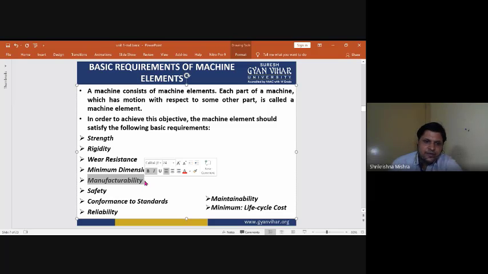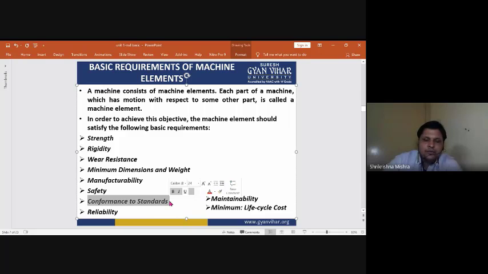Then comes the safety issues. There should not be any such type of issues related to machine element design that will cause any safety problems, any hazards. Like if there are some sharp corners in the machine element, then it can cause chances of any accident or cutting. It should be smooth. So these are the safety considerations which are taken.